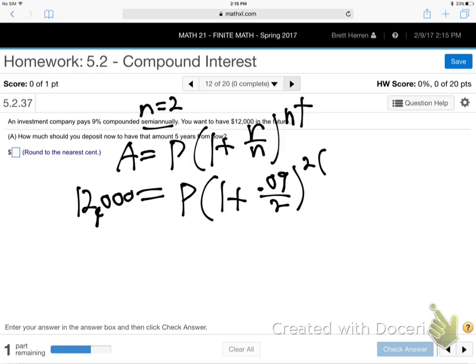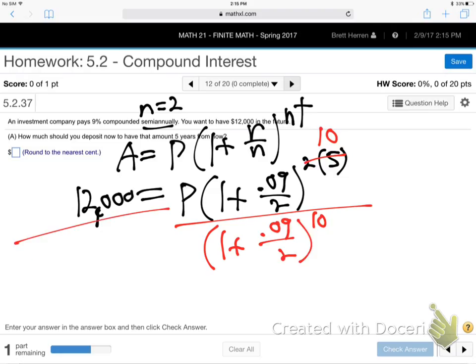And the T, 5. 5 years from now. You can see it in between my writing there. 5 years. Okay, so there's the formula. It's the same thing as last time. We just have to divide by all of that. I'm just going to make this 10 up here. So divide, not by P, but by the 1 plus 0.09 over 2 to the 10.